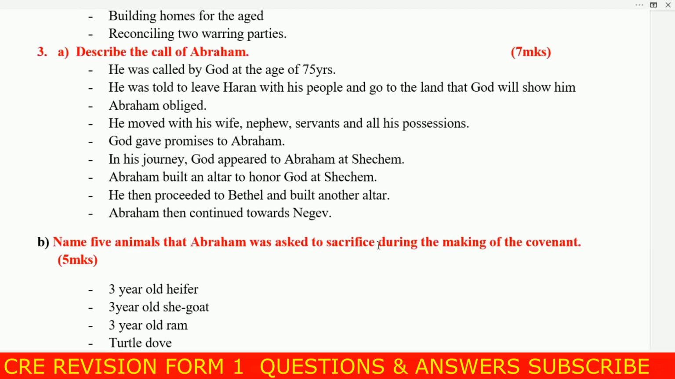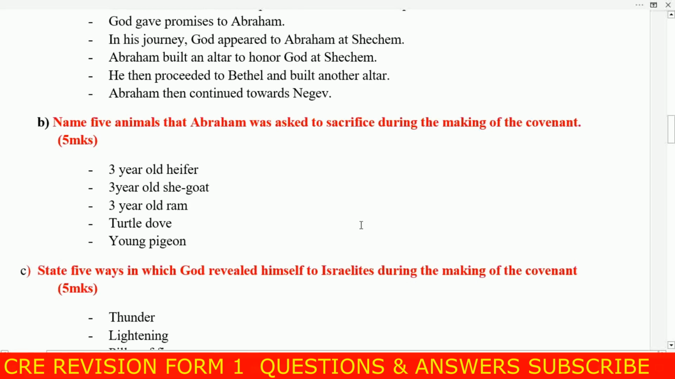The next question: name 5 animals that Abraham was asked to sacrifice during the making of the covenant. This question they repeated very many times. 5 marks. So you must be very specific. If you fail on that, then you will not be able to get marks.